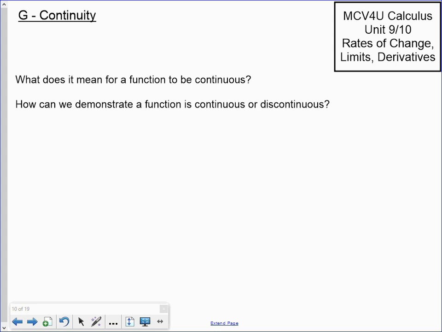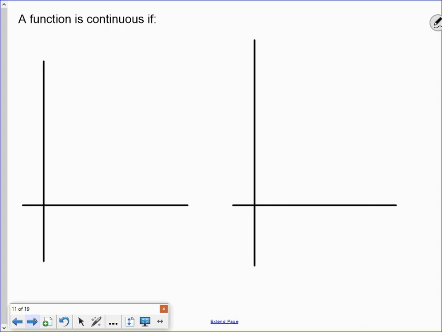So we'll approach this concept of continuity from a visual approach to get an overall idea of what continuity means, and then we'll look at it in a little bit more detail mathematically. A function is continuous if, in simplest terms, you can draw the function or sketch a graph of the function without lifting your pencil or your pen off of the paper.